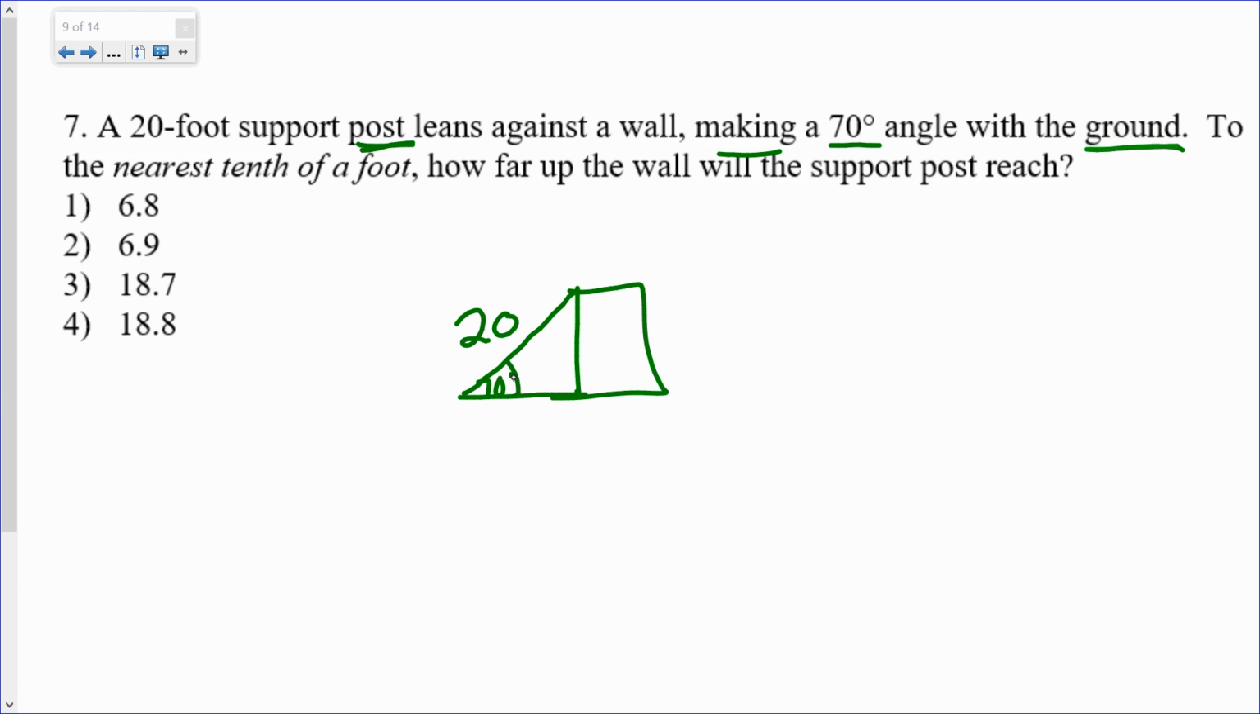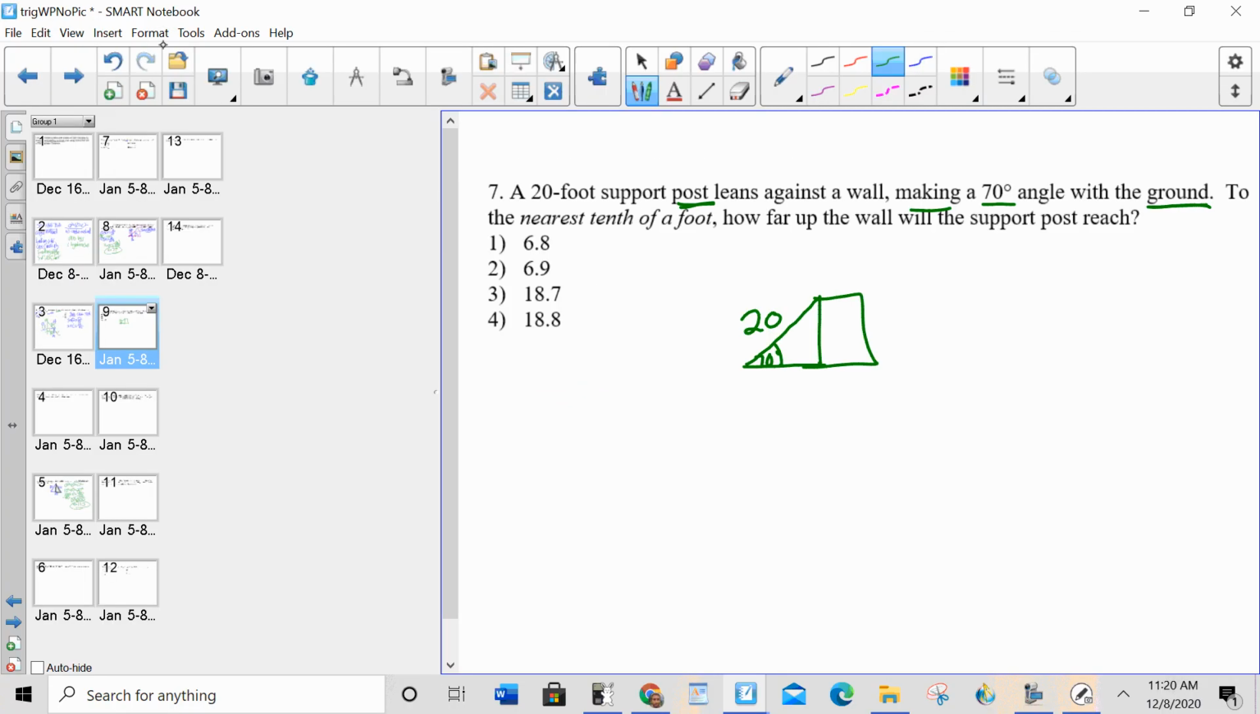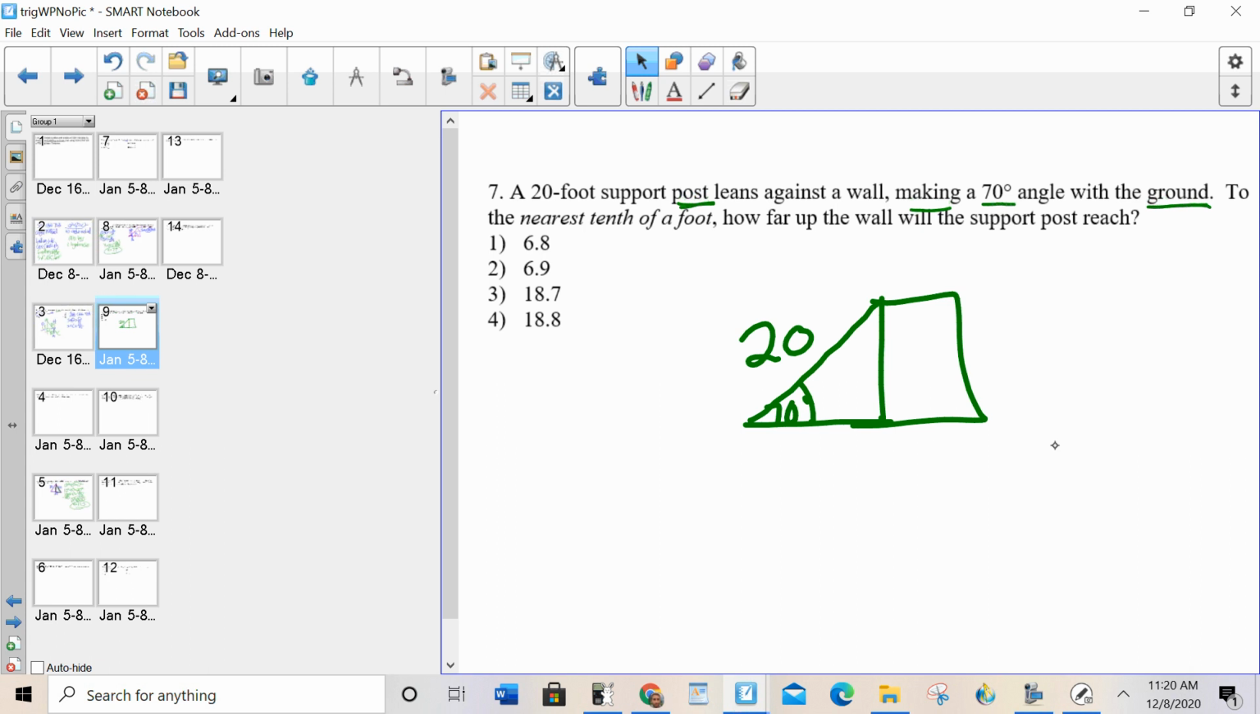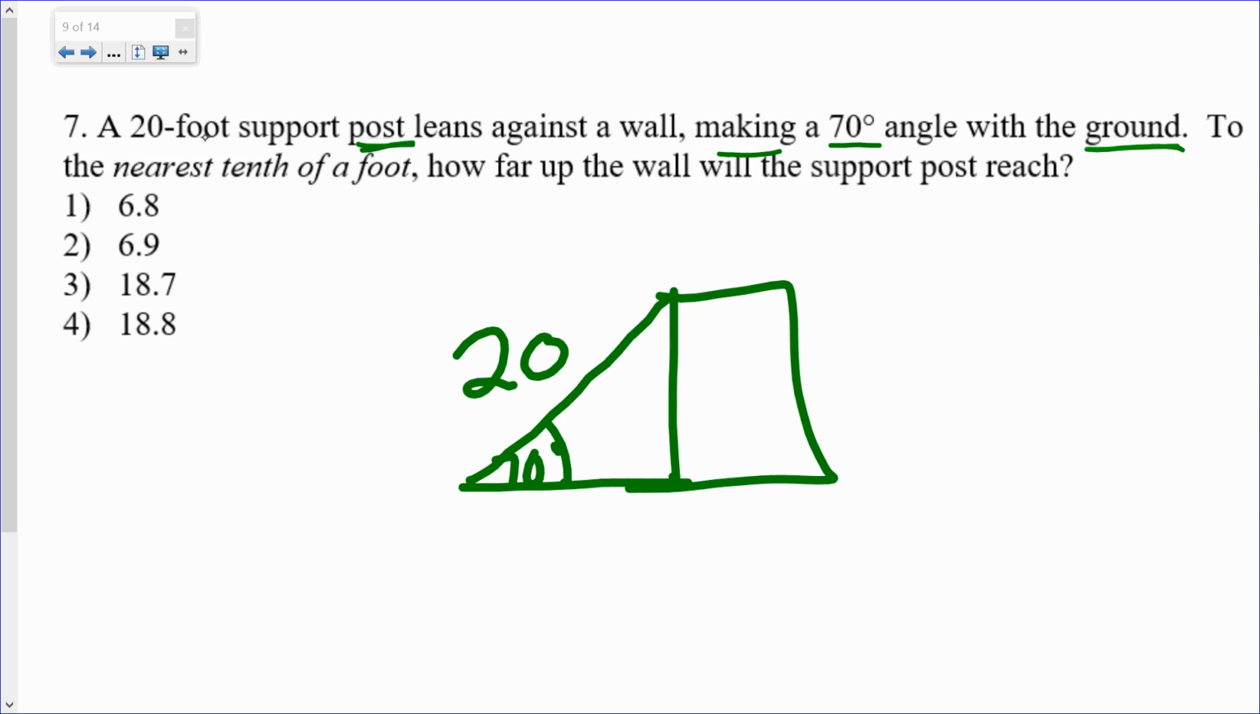To the nearest tenth of a foot, how far up the wall will the support post reach? I want you to take about 15 seconds, and I want you to try and put the X in the correct spot. Just make this a bit bigger. I want you to try and determine where the X is going to go. How far up the wall will the support post reach? This is what they're asking. This is how high up the wall the post will reach. That's the distance from the ground to the top.